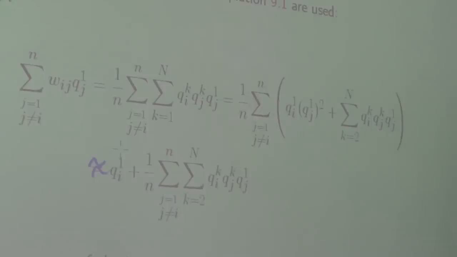Then everything would be perfect, but that's not possible. This term is typically non-zero. Let's look at what we have here. This is my new input pattern, QJ1, but it is multiplied by such products, QI, QJ.